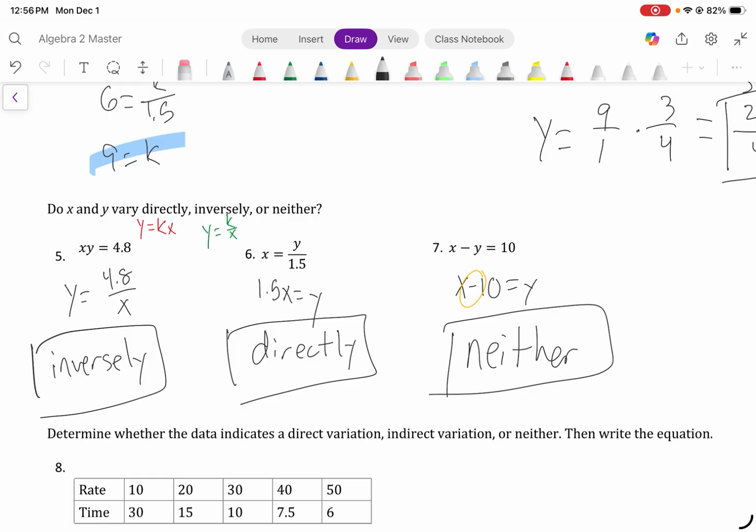Varying directly and inversely require multiplication and or division. No addition, no subtraction. If you have one of those, it's neither.